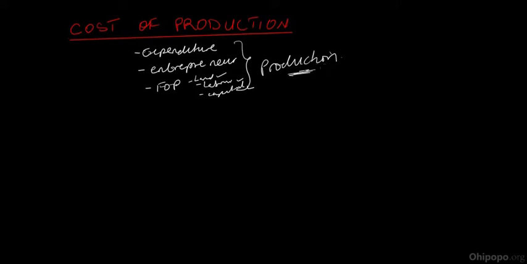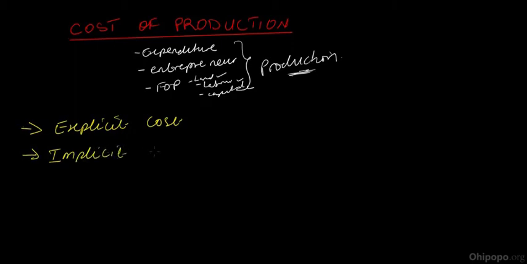Now the cost of production can be split into two. It can be subdivided into two. We have what we call the explicit cost, as well as the implicit cost. The explicit cost as well as the implicit cost. Now listen carefully. When we talk of the explicit cost, what does this mean?